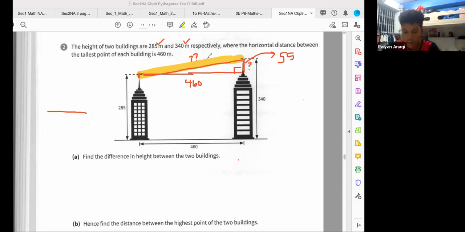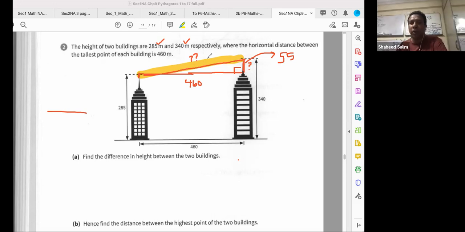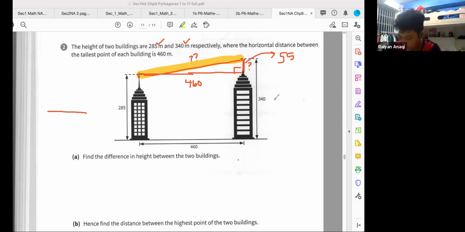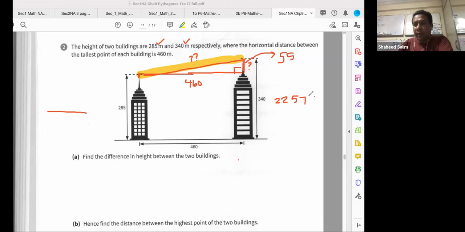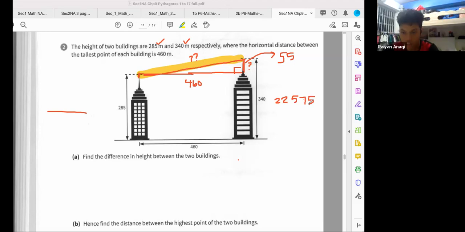You add both of them together, right? You square this, this square plus this square, what do you get? I get 215,725. Are you sure? Okay, we try: 460 squared is how much?